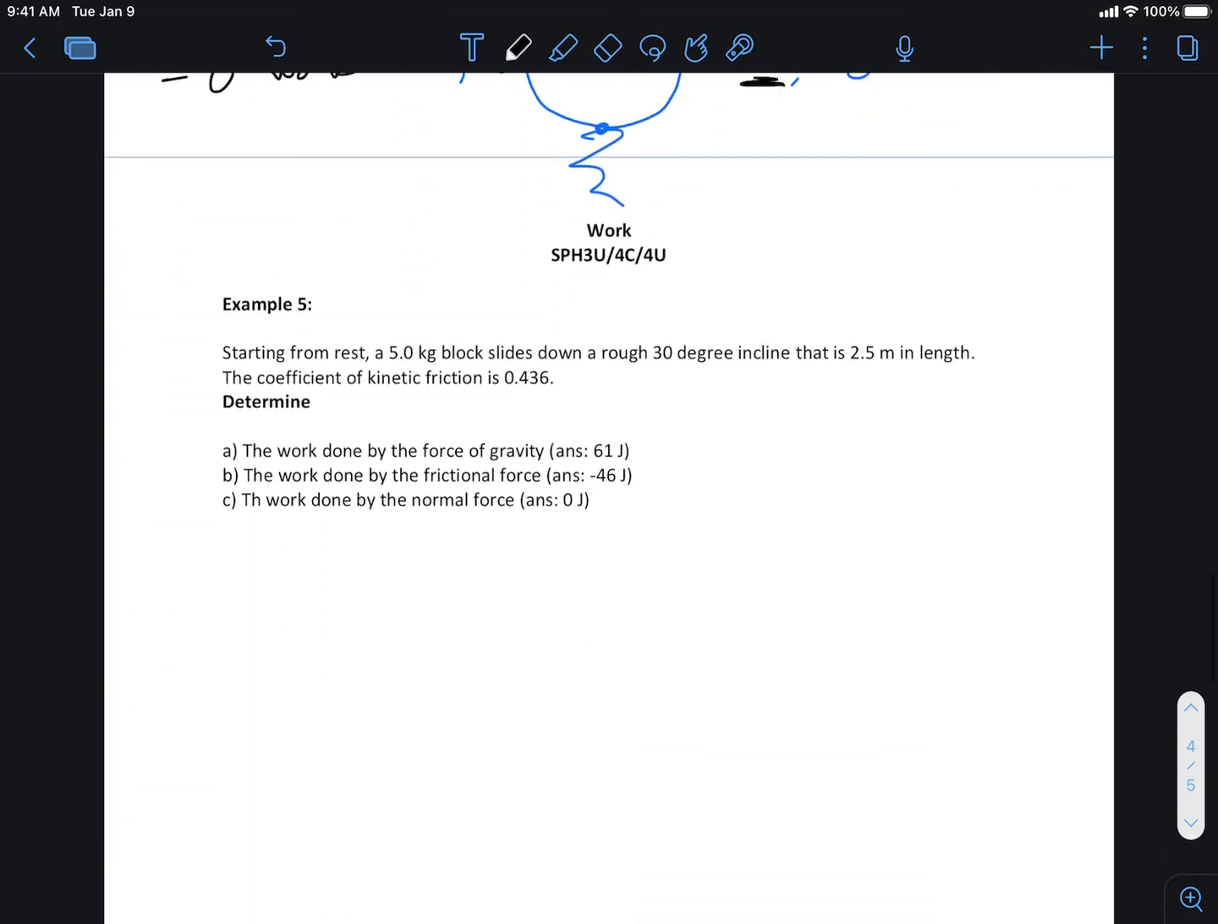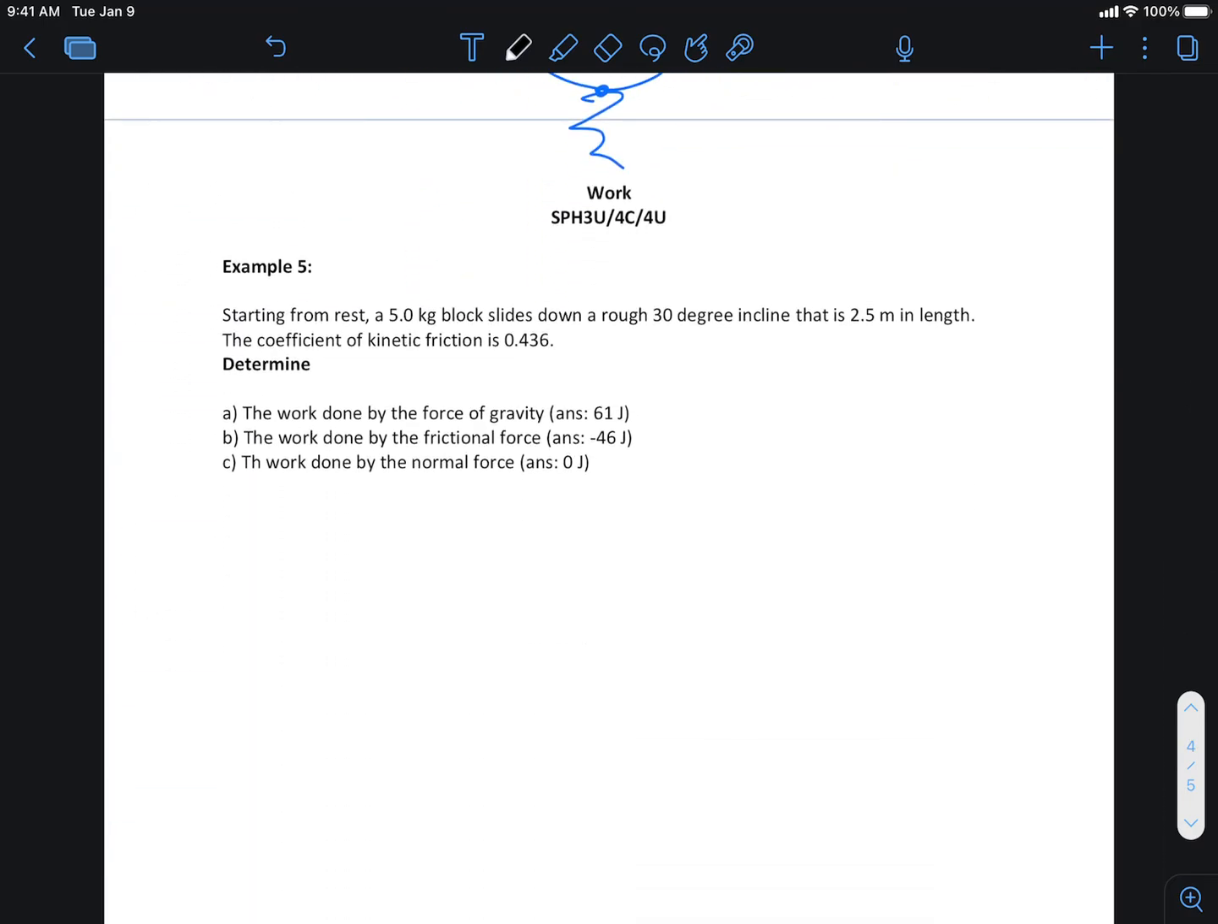One more question, guys. One more. Okay, I'm going to start with a free body diagram for this question. So starting from rest, a 5 kilogram block slides down a rough 30-degree incline that is 2.5 meters in length. Okay, and the coefficient of kinetic friction is 0.436.